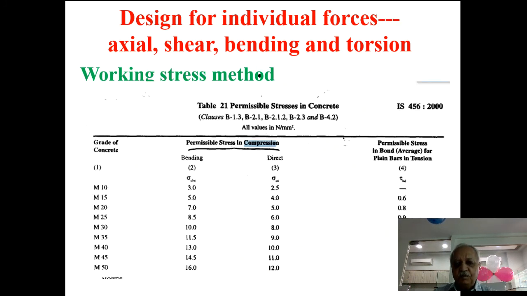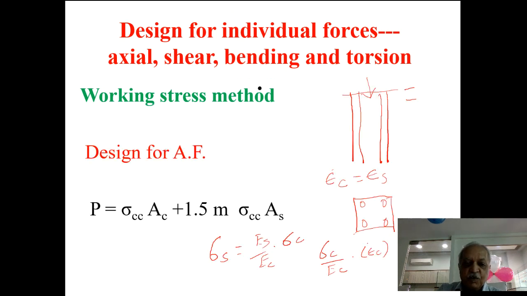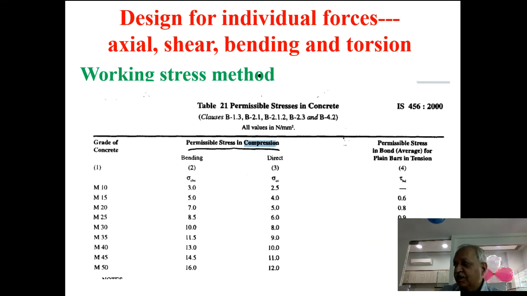Now under working stress method, the code has given for different grades of concrete as to what is the permissible stress in compression, because that we are going to use over here. This sigma cc is the permissible stress in concrete. So code has given these values for different grades of concrete. So if it is M30 grade concrete, as we have seen, with a factor of safety of 3, you are getting permissible stress in compression.